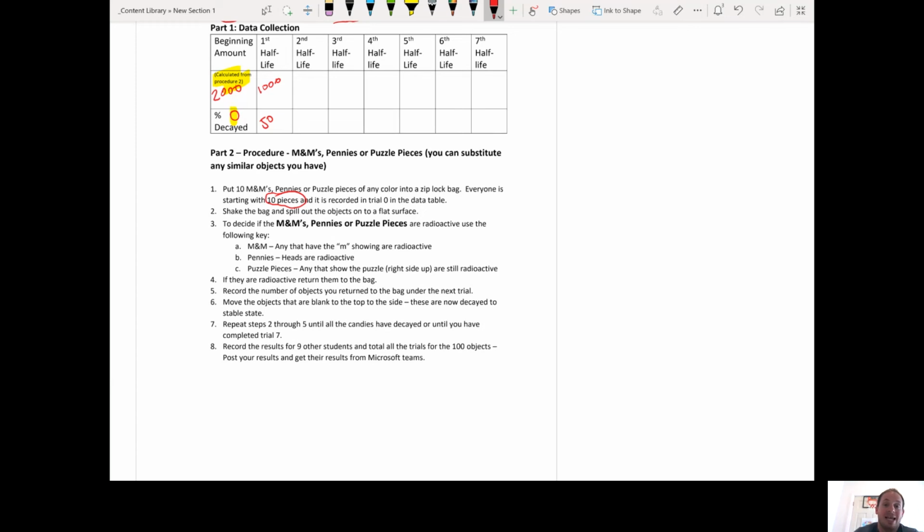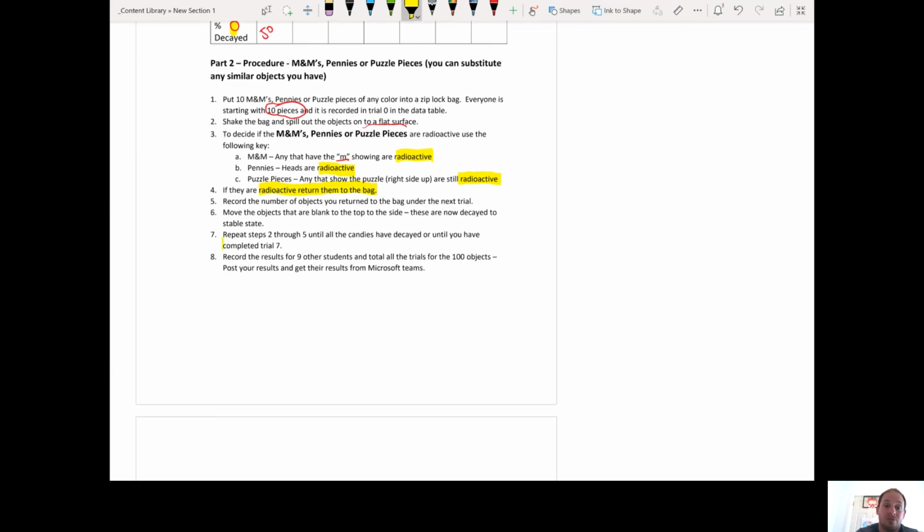You're going to shake that Ziploc bag and then dump it out on a flat surface. If you're using M&Ms, pennies, or puzzle pieces, I'm using the following key to tell me if it's stable or unstable. Any M&M that has the M showing is still radioactive. Pennies with heads up are radioactive, and any puzzle pieces that show the puzzle right side up are still radioactive. If they're radioactive, after you dump them out, you return them to the bag and repeat for your second trial. The stable ones, you just move to the side. You're going to do this for 7 trials.